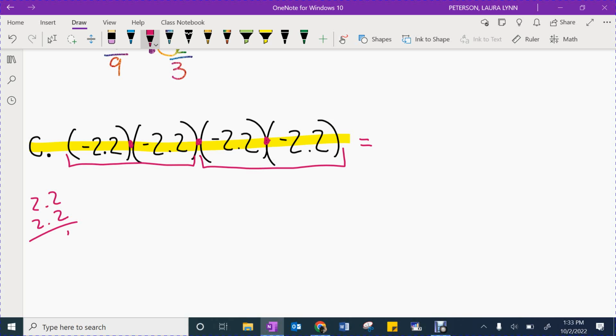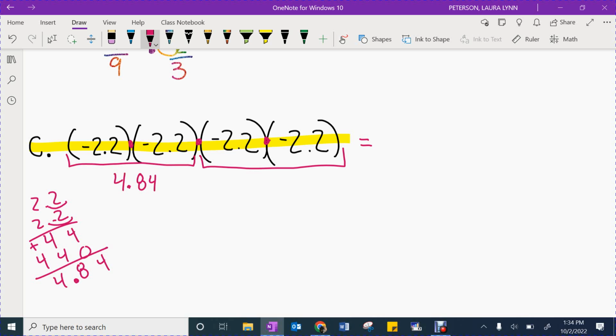2 times 2 is 4. 2 times 2 again is 4. Placeholder. 2 times 2 is 4. 2 times 2 is 4. Add. I'd have 4, 8, 4. Where do I put my decimal? Well, I look at my original problem. How many total numbers are after my dot? There's 1 here, 1 here. Gives me a total of 2. So I need 2 numbers after my decimal. So multiplication of 2.2 times 2.2 is 4.84.